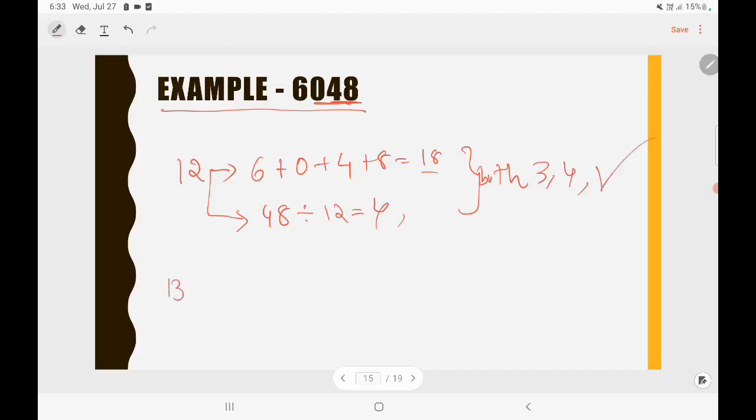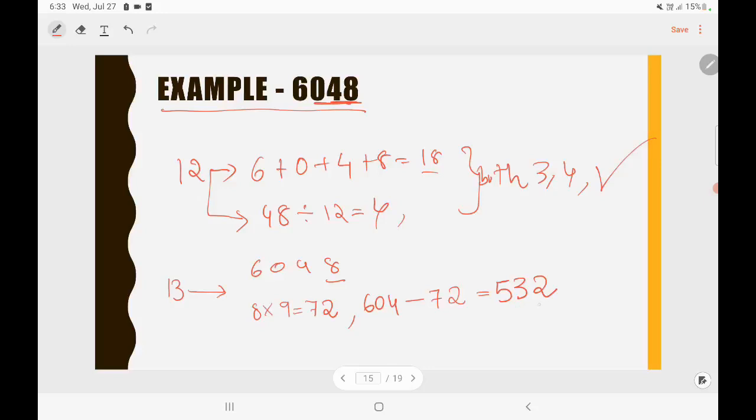Now, finally, for 13, what you need to do? You need to do some steps, right? For 6048, the last digit is 8. So, you need to multiply 8 with 9, right? So, 8 into 9 is 72. Now, you need to subtract 72 from the rest of the digits. That means 604 minus 72. You will get 532, right? 532. So, now you need to check whether 532 is divisible by 13 or not.